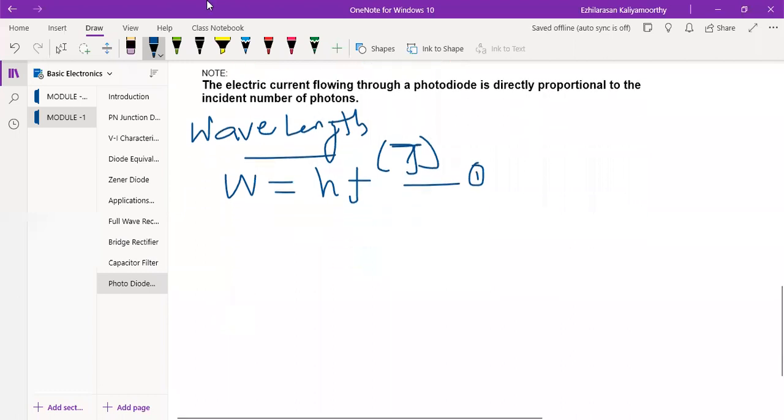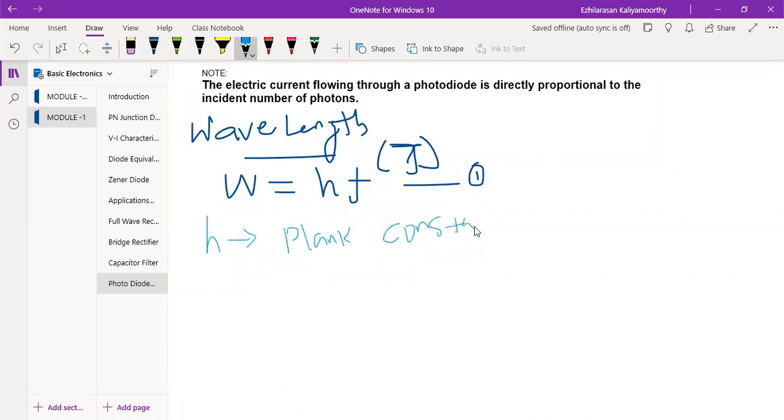Where h is nothing but the Planck constant. The value of the Planck constant is 6.624 into 10 to the power of minus 34 joule-seconds.